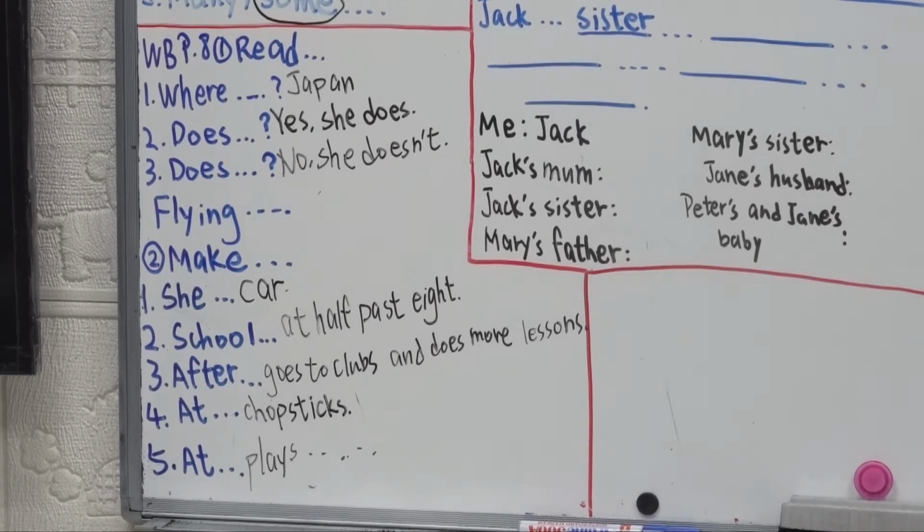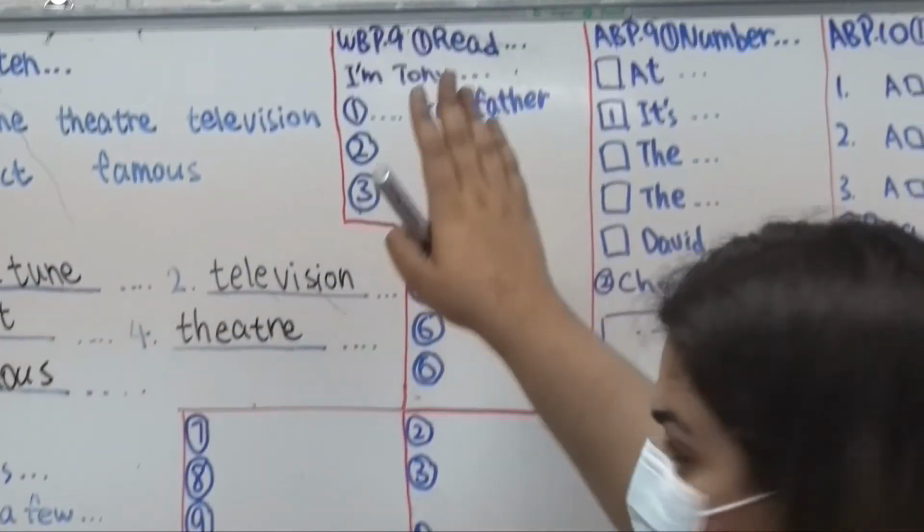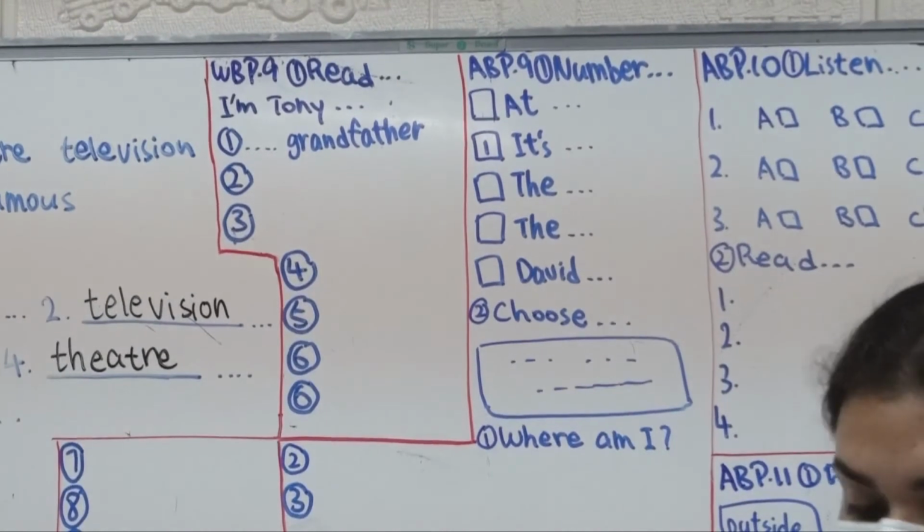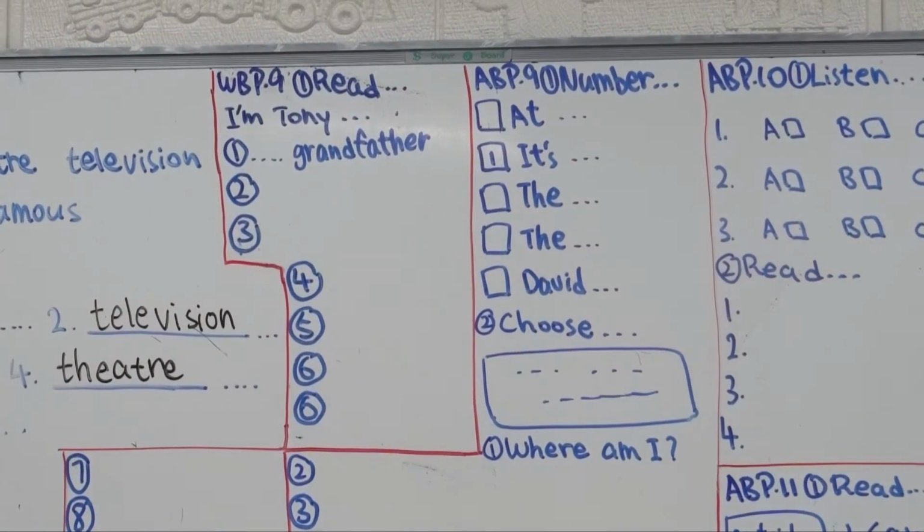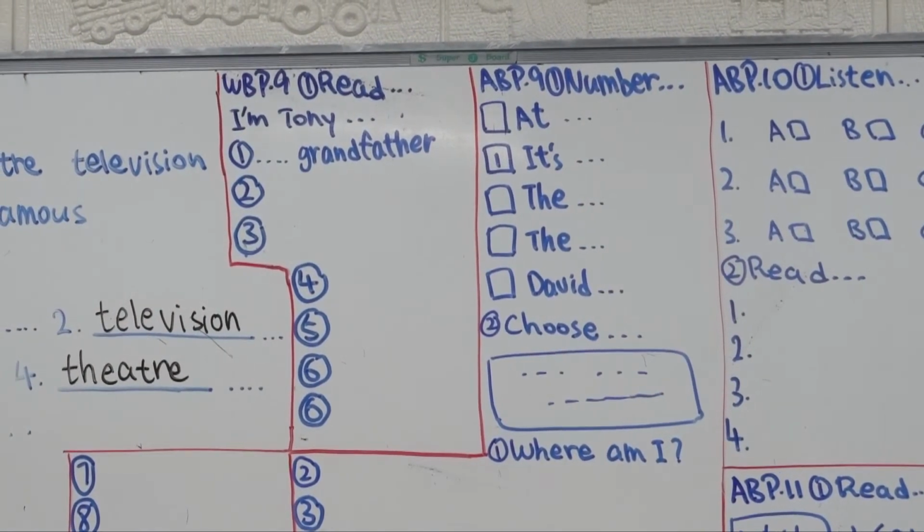Great. So we are done with this part. All right, next page. Page number 9. It says read and write the family words. So what are family words? Mother, father, sister, brother, daughter, son. These are family words, okay? So everybody, let's read together.